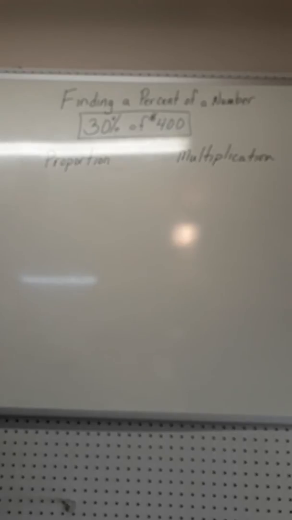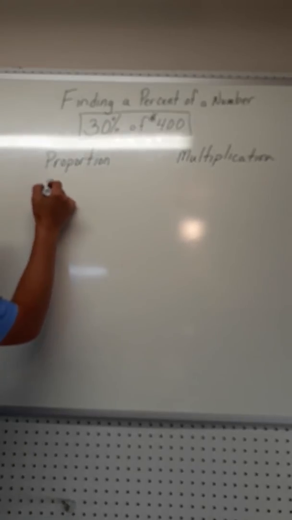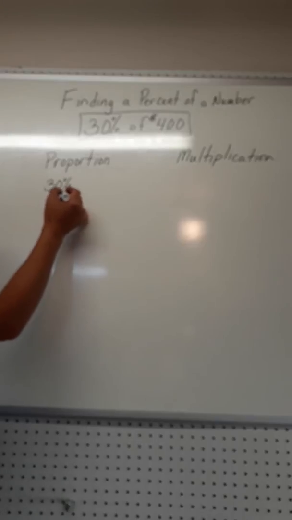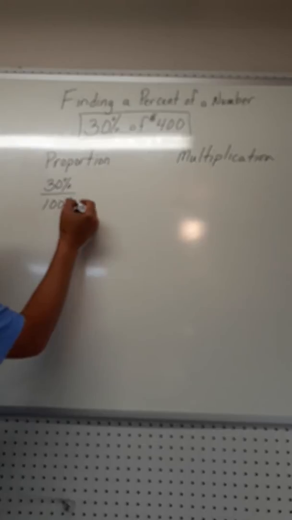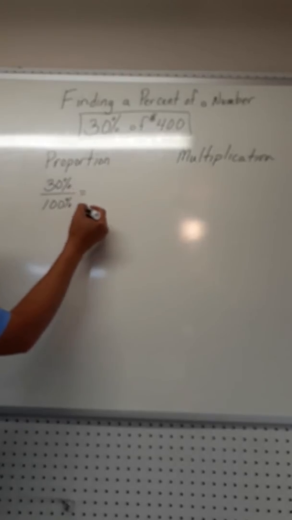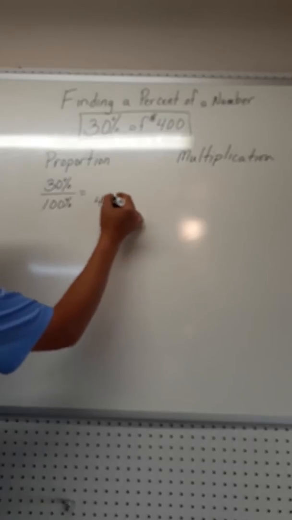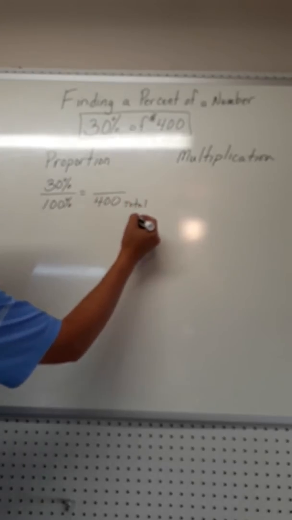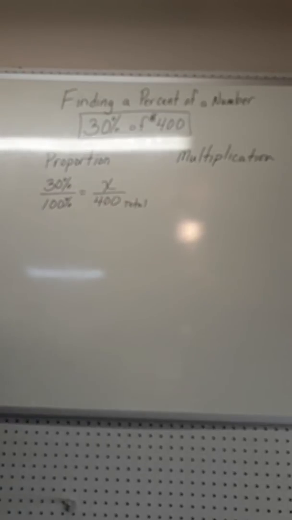We know that percents are always going to be over 100. So if I have 30% of 100 is equal to the value of 400, which is my total, and I'll write the word total here, is equal to what value? We don't know, the unknown.